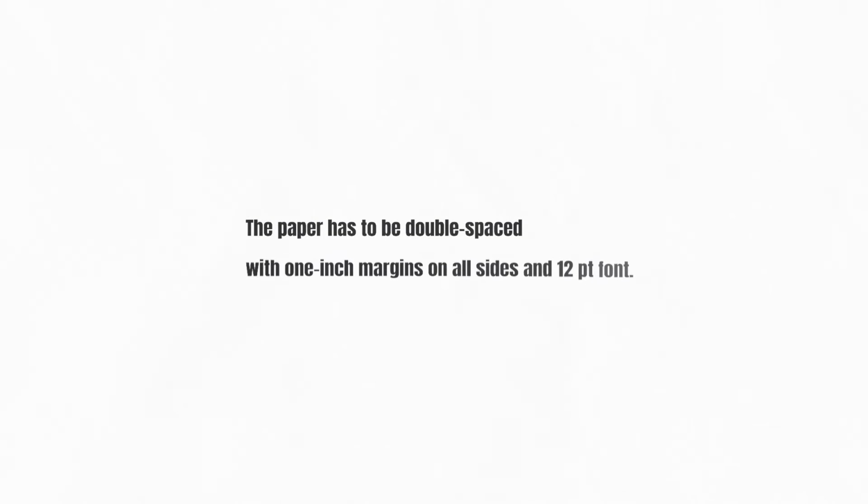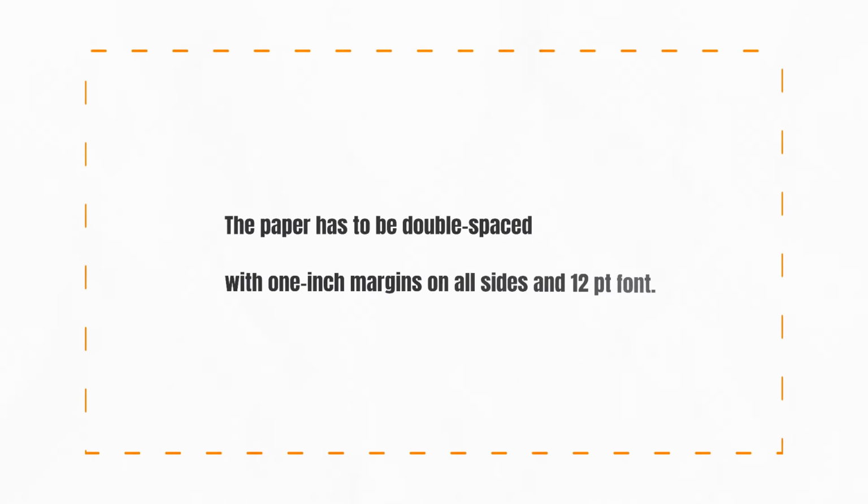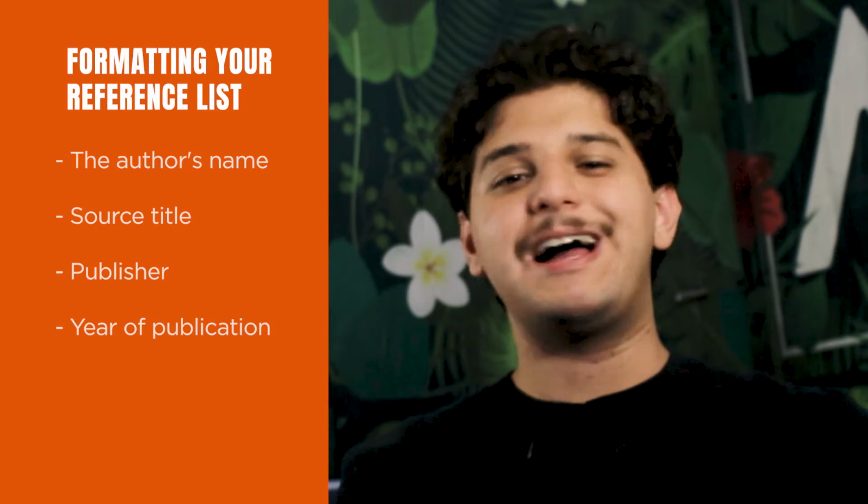What they do have in common is that the paper has to be double-spaced with 1-inch margins on all sides and 12-point font. Also, when formatting your reference list, there is similar information you must include: the author's name, source title, publisher, and year of publication. But that's enough of similarities. Let's get on with the differences.